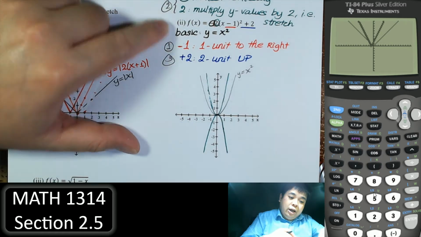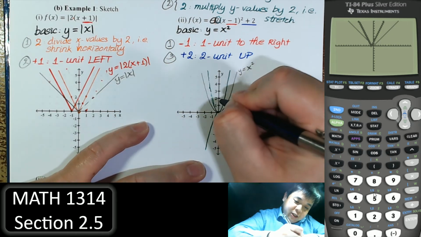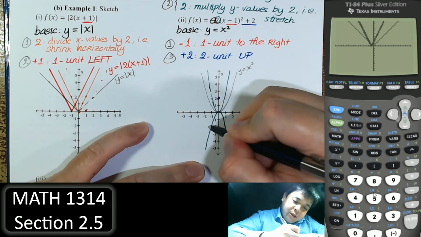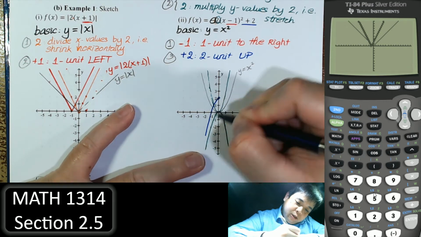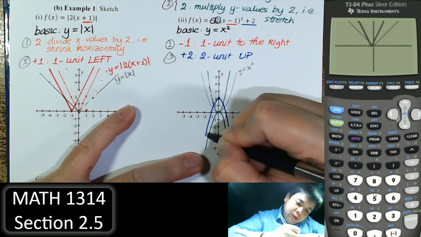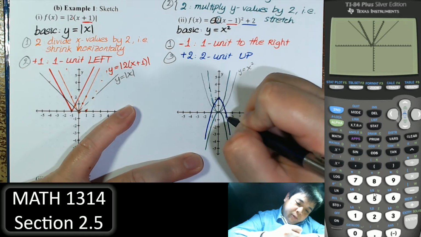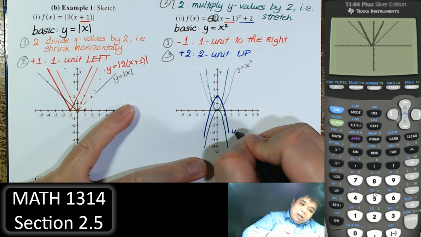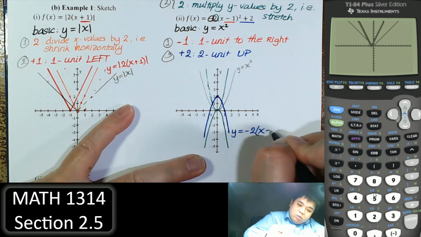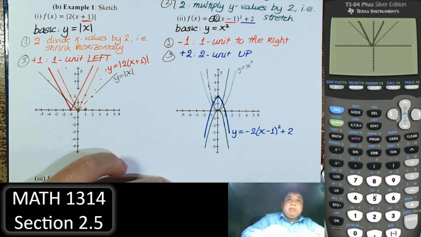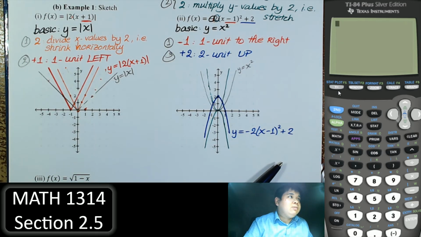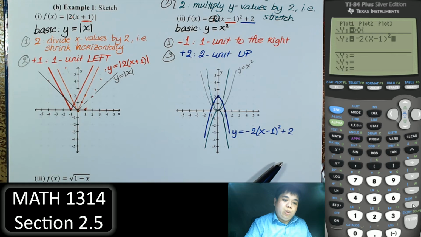So that's number 2, and then 2 units up, just move everything up 2 units. So on the final graph, we say this is negative 2, x minus 1 squared plus 2. Right, let's verify that. First we have x squared, the basic graph, and after all of the transformations we end up with negative 2, x minus 1 squared plus 2.